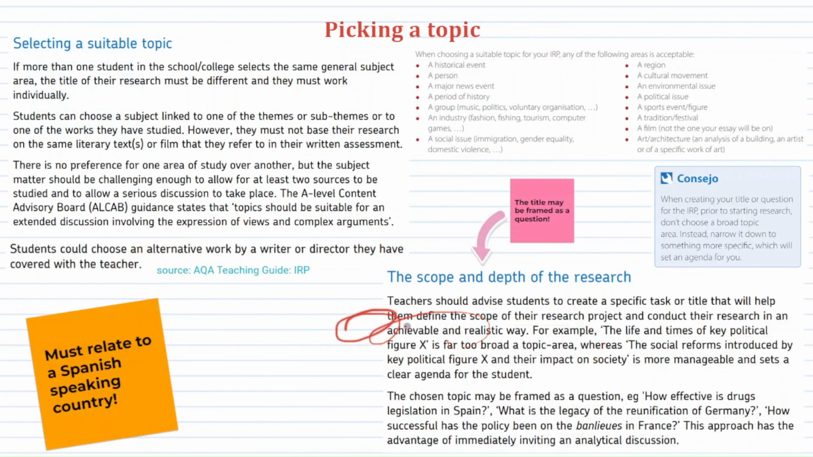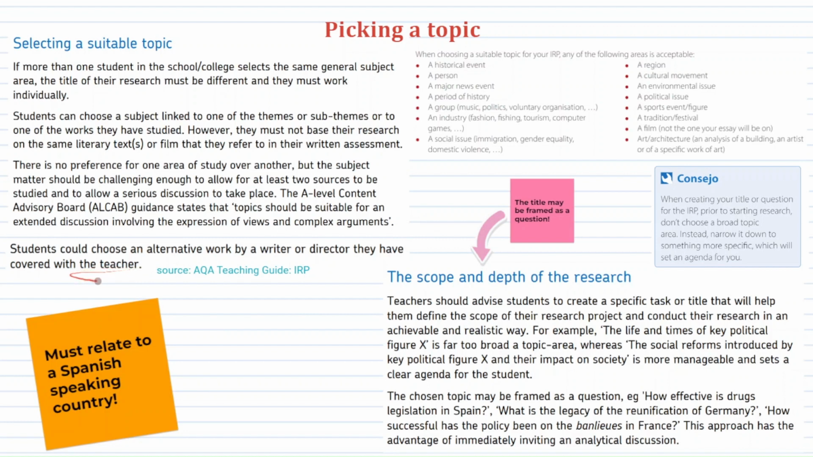Before we go on to a long list of possible topics, let's go through what a suitable topic should look like. AQA says that you may base your topic on one of the modules you have studied over the 2 years, but you cannot base your topic on the book or the film you're studying. That's sort of the only limitation you have.